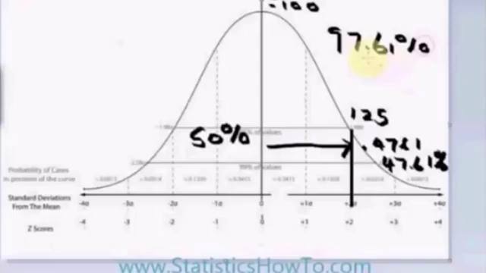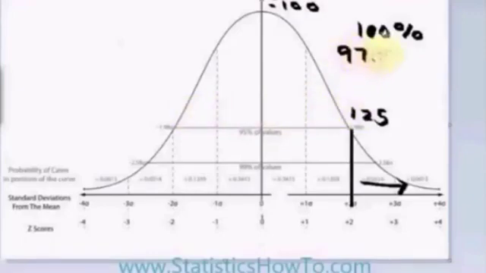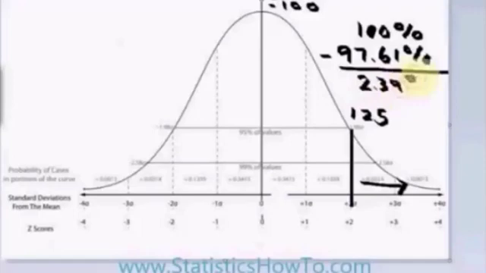I can also figure out the probability of an observation being greater than 125. That will be this tail area here. I know the entire area contains 100% of scores. And we also figured out the area below our observation of 125 contained 97.61% of scores. If I subtract those two, we get how much is in the tail. That gives me 2.39%. So this tail here contains 2.39% of all scores.